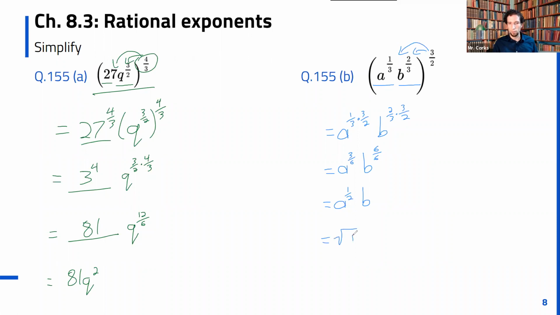So we could write this as the square root of a times b. By convention, we'd often put the square root second, so b root a like this, but it doesn't really matter that much. At this point, we've solved the question. The other parts are maybe just presenting the answer a little differently. But a to the exponent 1 over 2 times b, that's simplified.